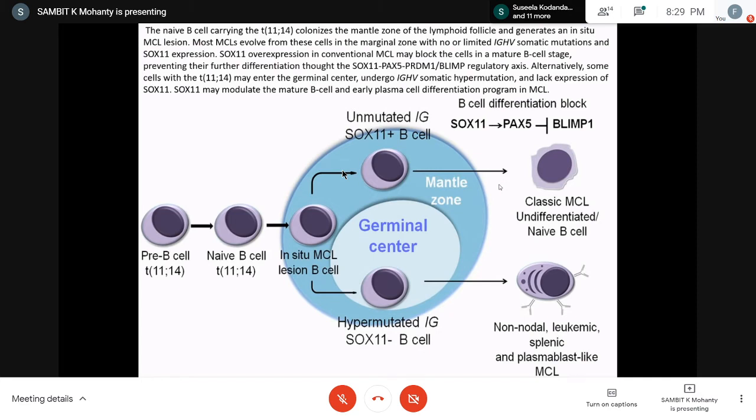You got it. Yeah, it's just like a CLL thing. It's a CLL thing, and the top one is a nodal thing. So the bottom one is a non-nodal leukemic pattern of disease, and otherwise it's more of a lymphoma type disease.